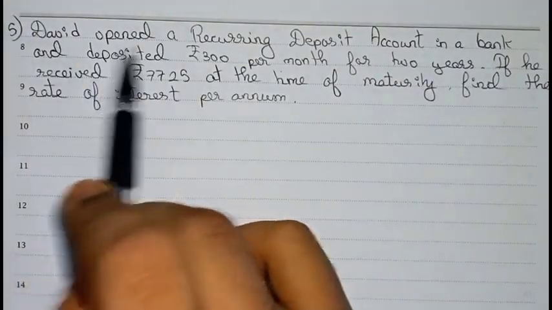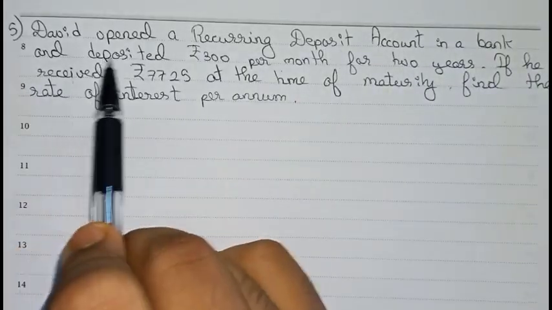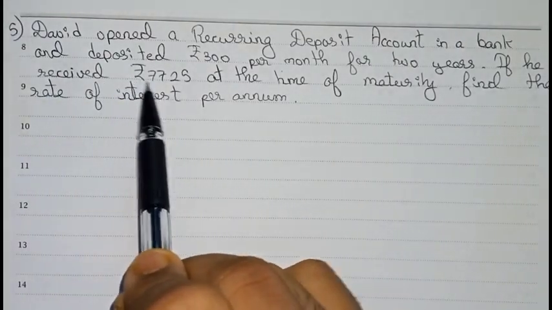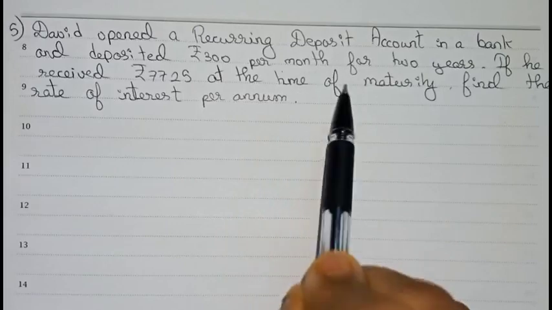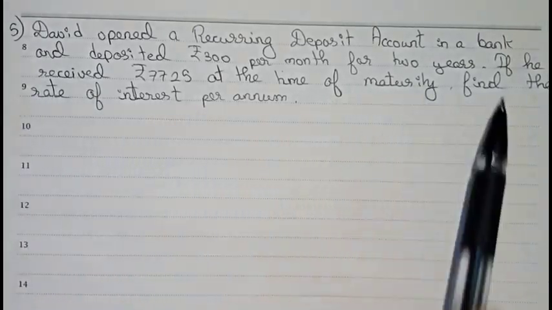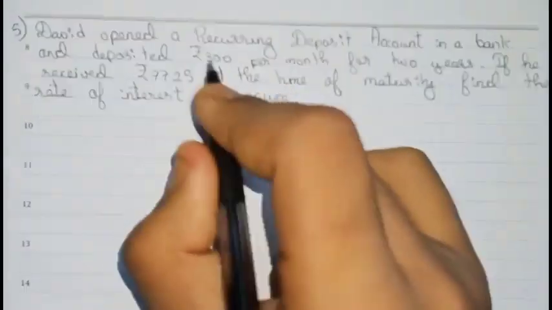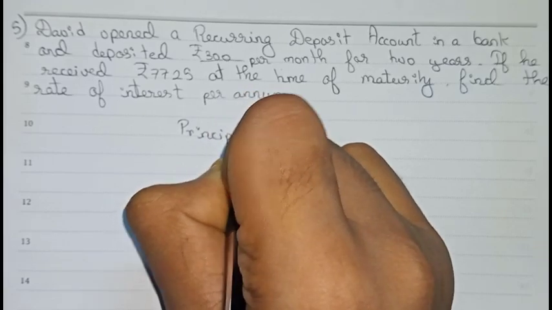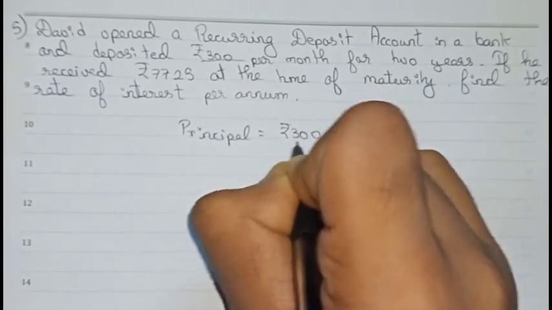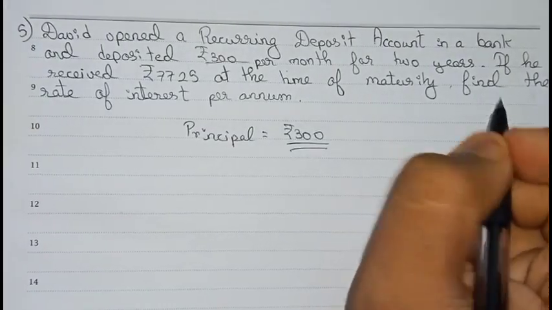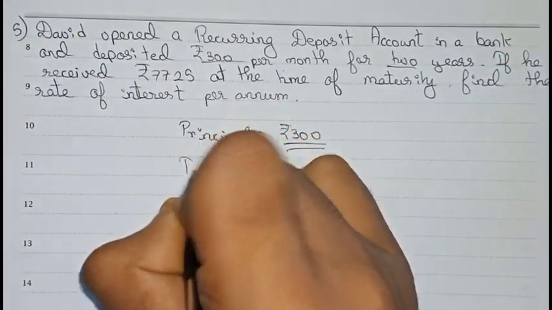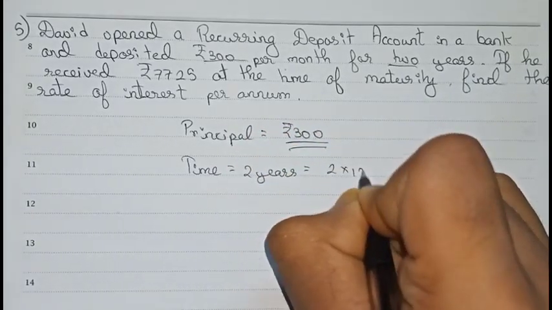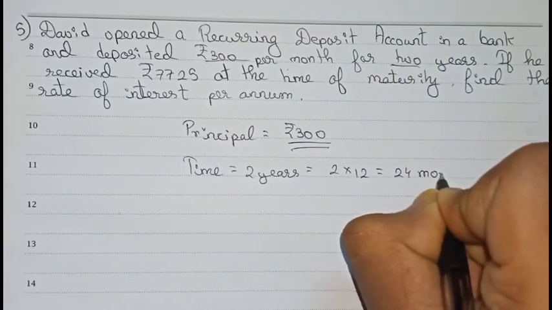Question number 5. David opened a recurring deposit account in a bank and deposited rupees 300 per month for 2 years. If he received rupees 7,725 at the time of maturity, find the rate of interest per annum. So I put down all the values that are given. So rupees 300 per month. So principal is rupees 300. Then time is given 2 years. So 2 years means 2 into 12, that will be 24 months.